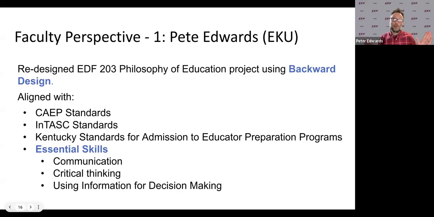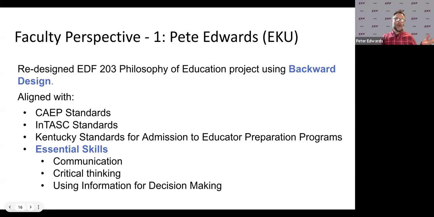Or educator preparation program, excuse me. We call it the teacher education program at EKU. And so one of the requirements for admission into our teacher education program is students have to pass EDF 203, and the philosophy of education is a major assignment in there. And so it became very important, and we wanted to think, well, what is it that students need to know?